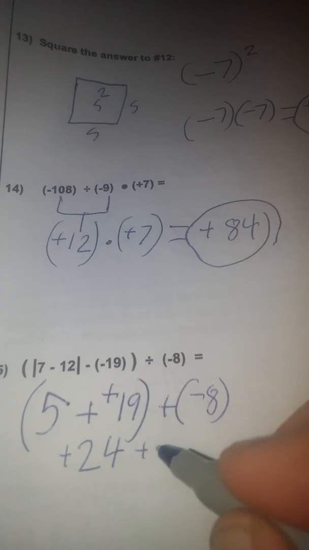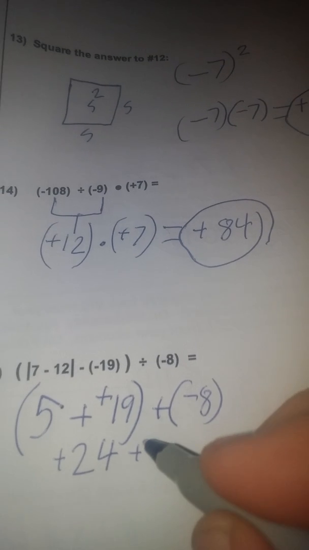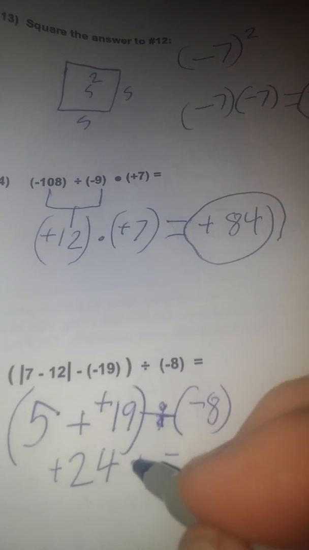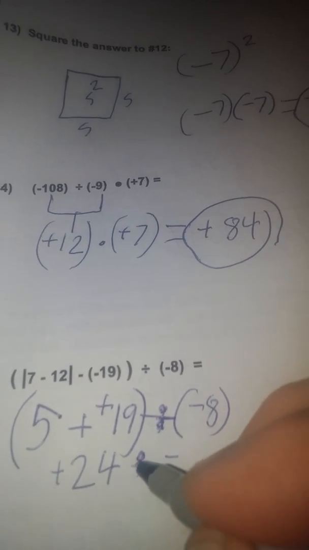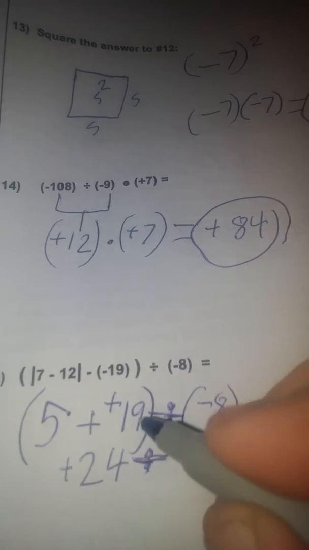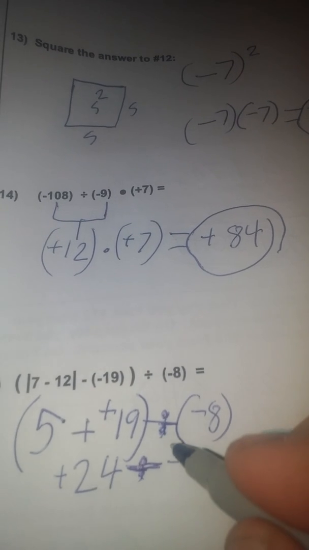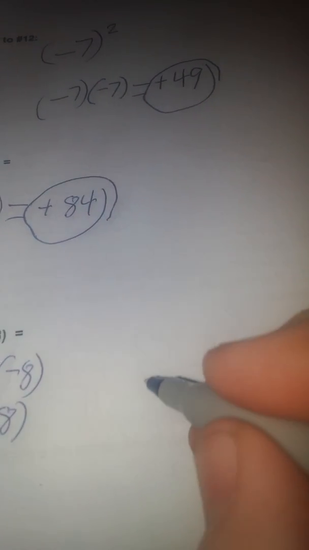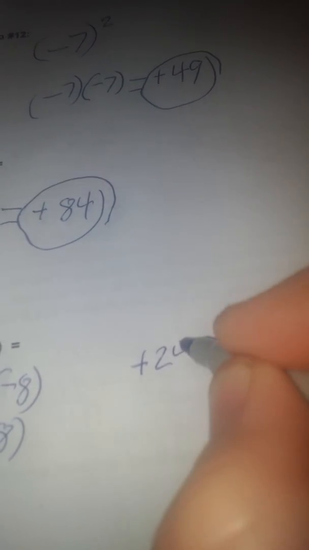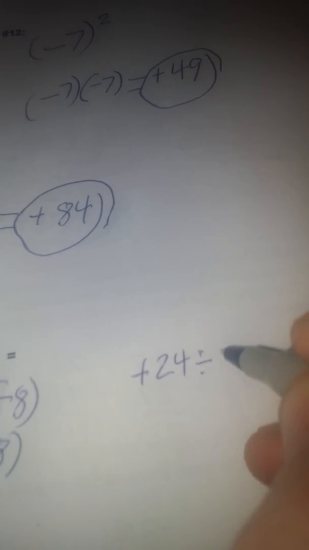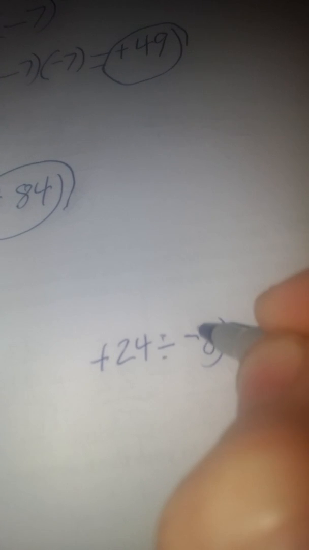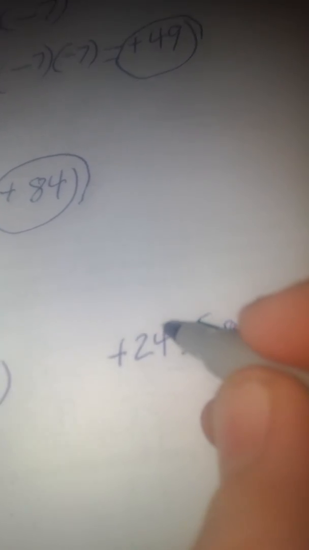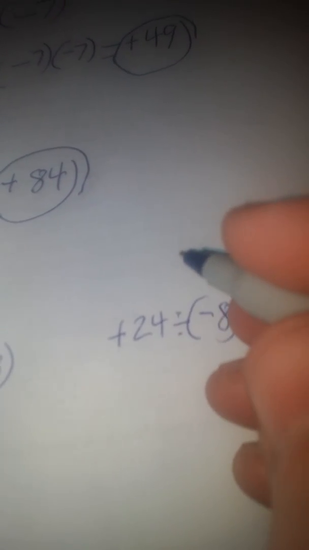Positive 24 plus, I'm sorry, I've written that wrong. That is division. That is division there. Let me write that correctly. So positive 24 divided by negative 8. I'm going to write that more clearly over here. Positive 24 divided by negative 8. Okay, and I put the negative in parentheses just so it's a little clearer that that's what it is.